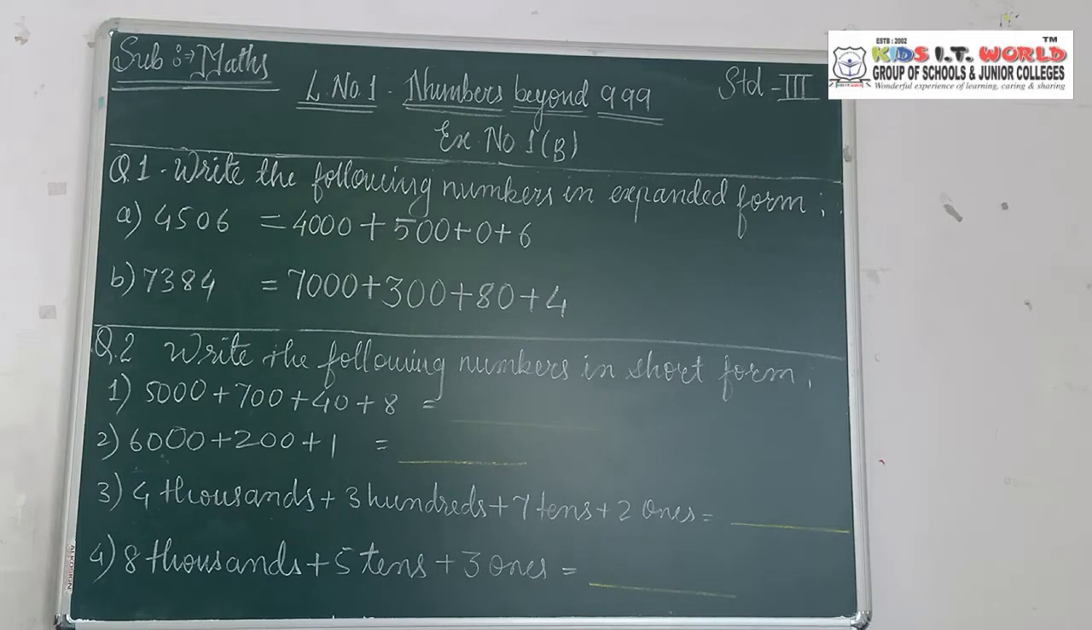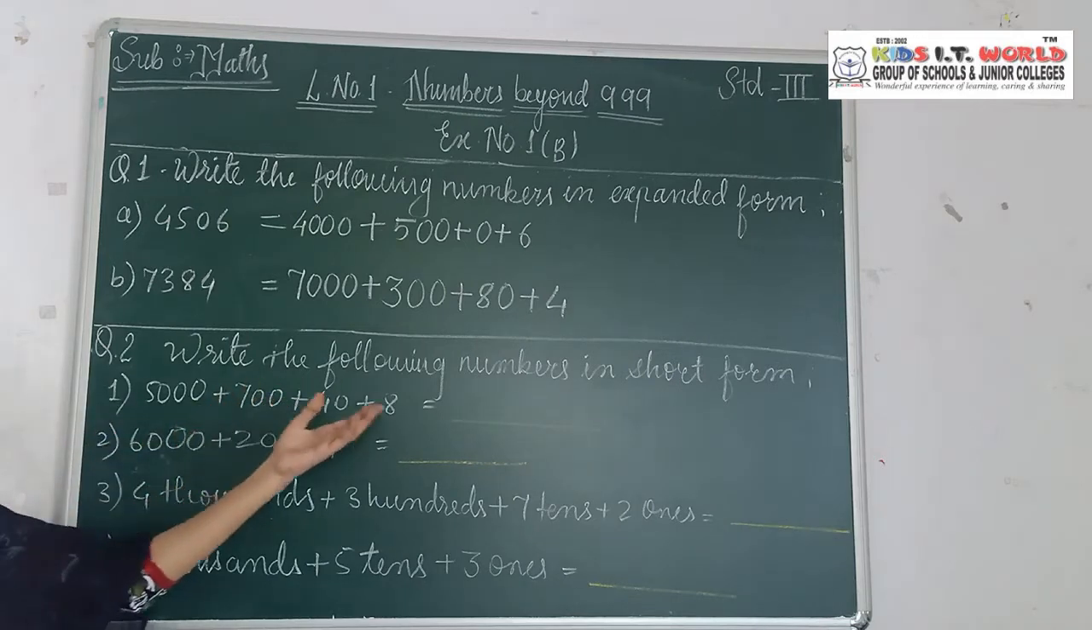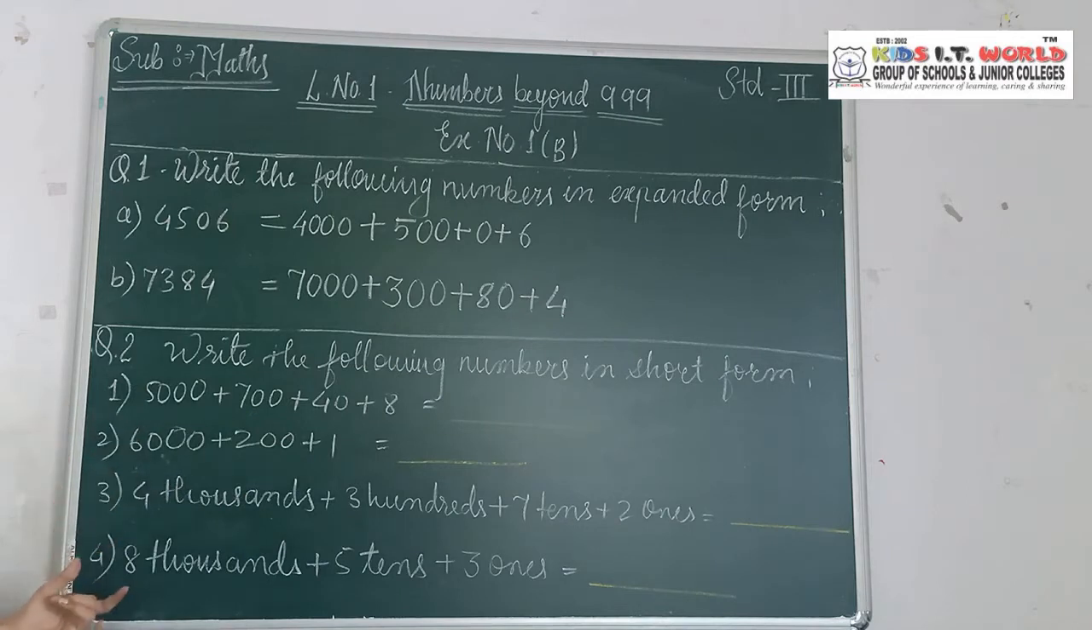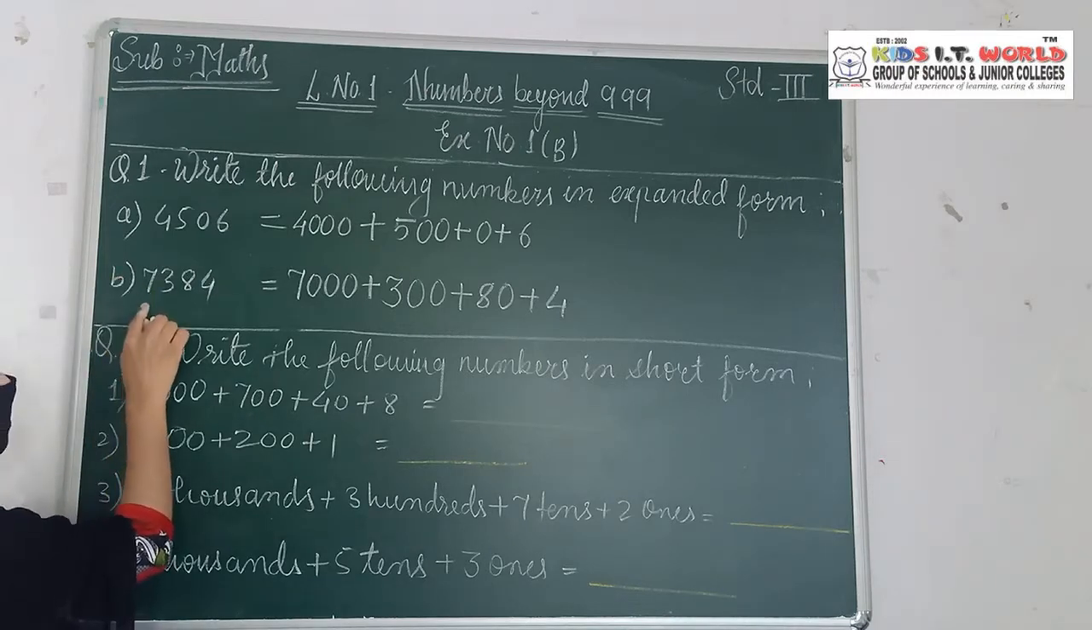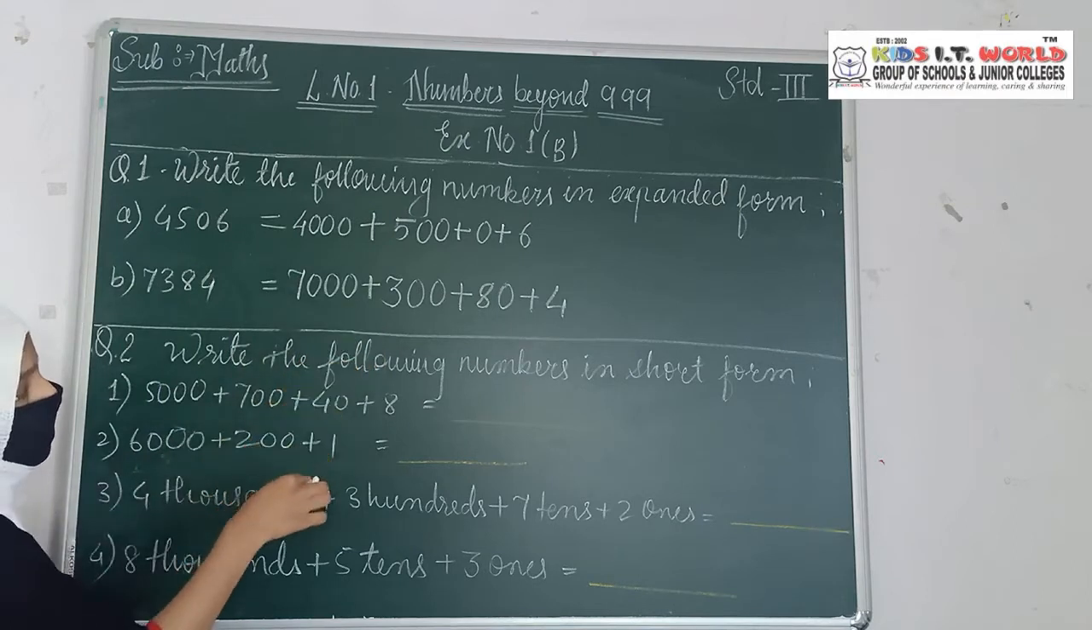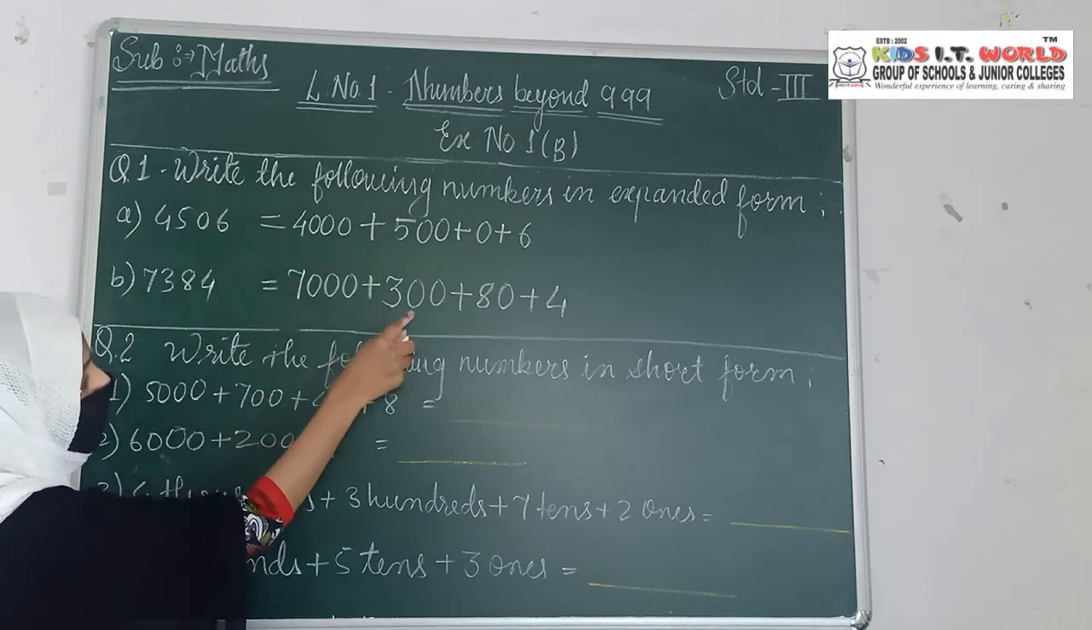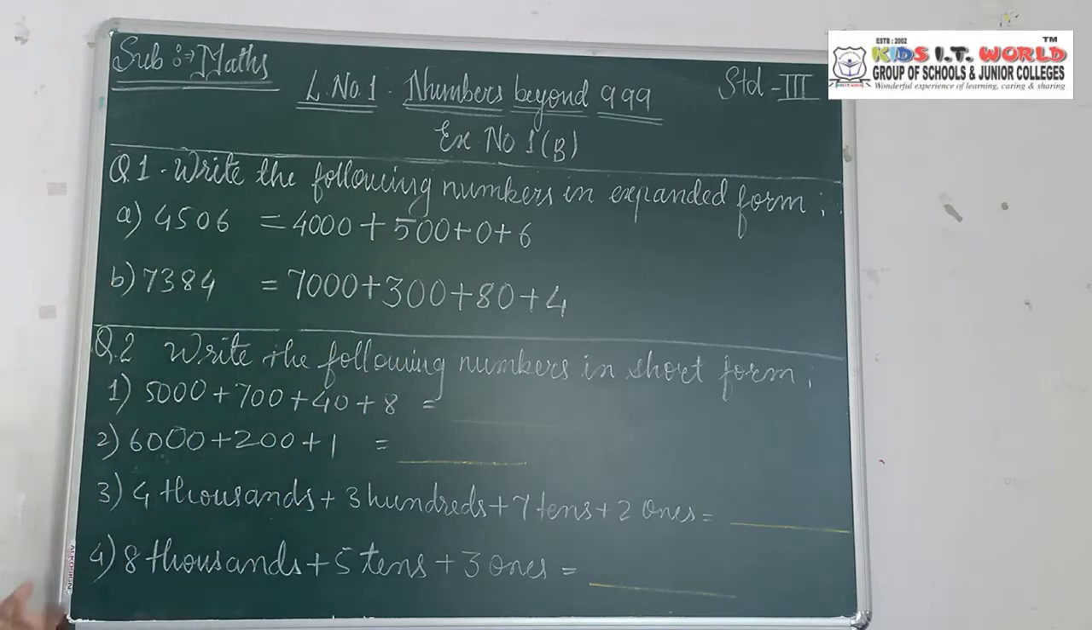Now see the question number 2. Write the following numbers in the short form. Here the number is given to you in the expanded form and you have to convert that expanded form into the short form. In the first question we did short form to expanded form. Now in this question you have to convert expanded form to short form. Now see the first one.